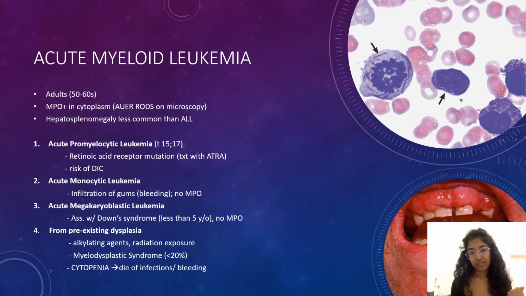This leads to a cytopenia, which means the number of functional active cells present in the peripheral blood will be less, and as a result, you will have infections because of neutropenia or bleeding because of thrombocytopenia, which is usually what the patient dies from. Or it can transform into AML when your cell population in the bone marrow exceeds 20%.